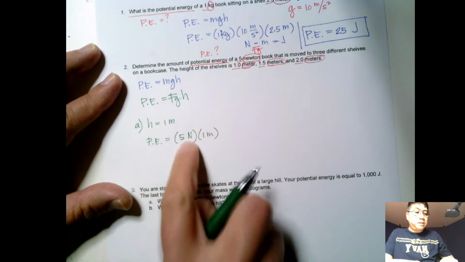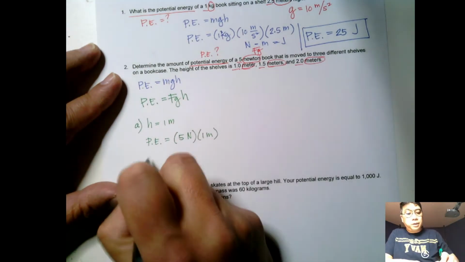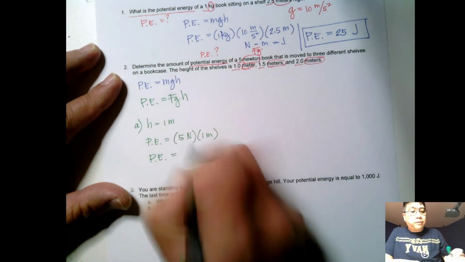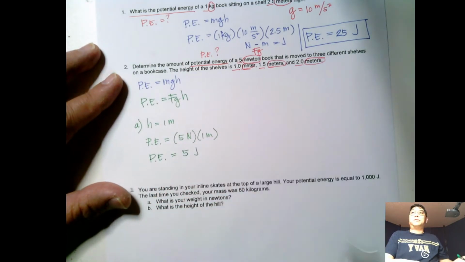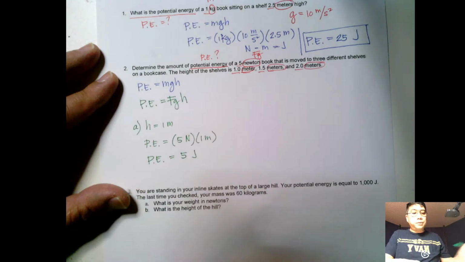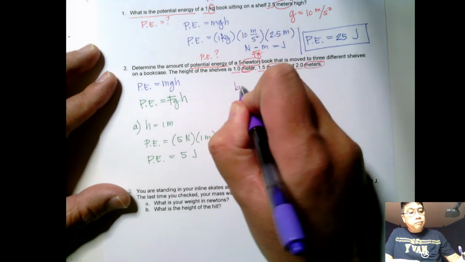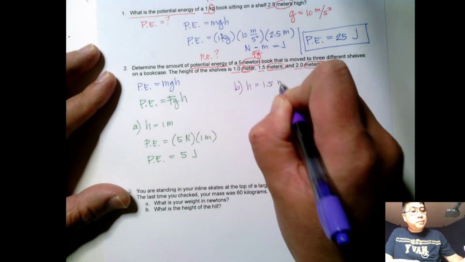And if you notice, that's Newton meter. Just like the first example, Newton meter will give us joules. So therefore, our solution is basically correct. 5 times 1 is equivalent to 5, and that's the unit of 5 joules. So for letter B, now this time, height is at 1.5 meters.